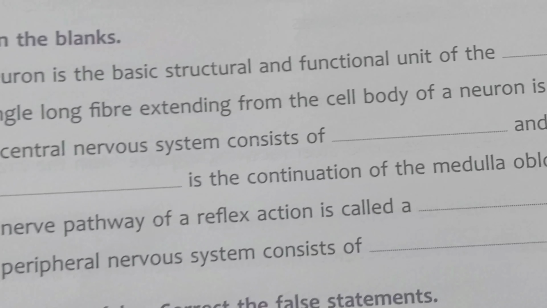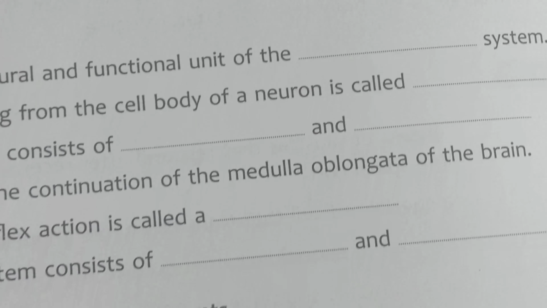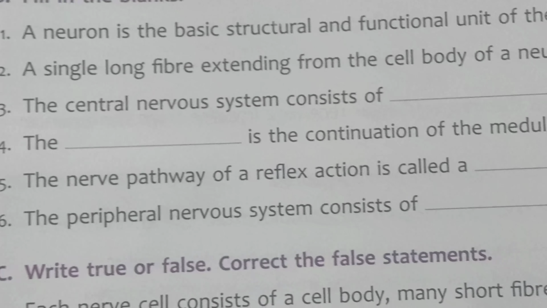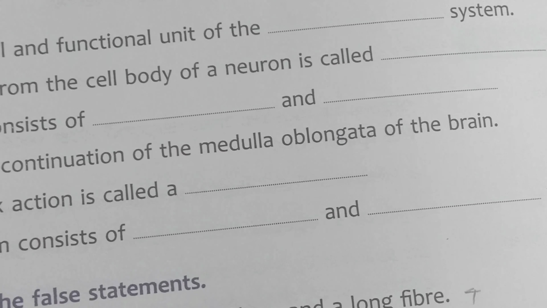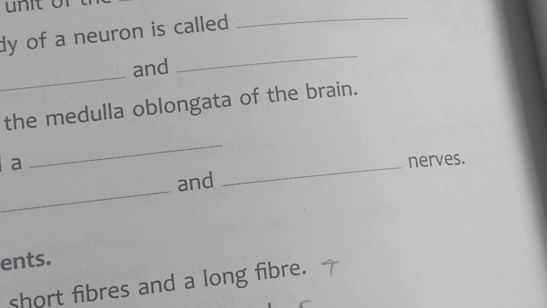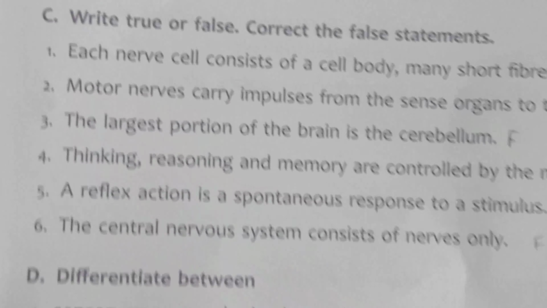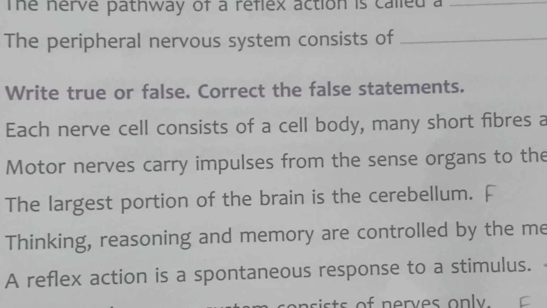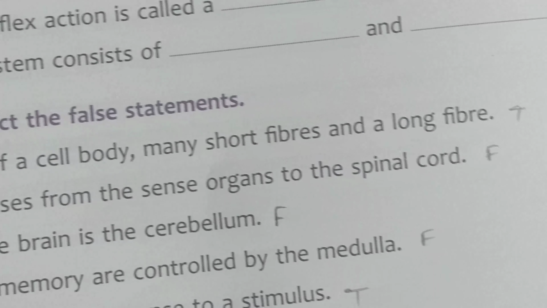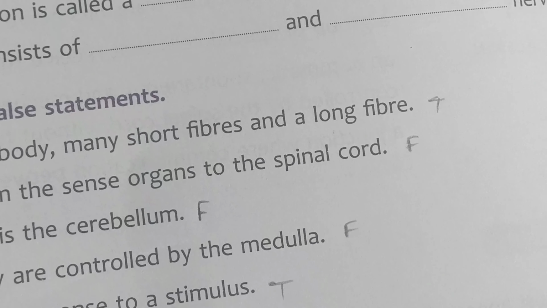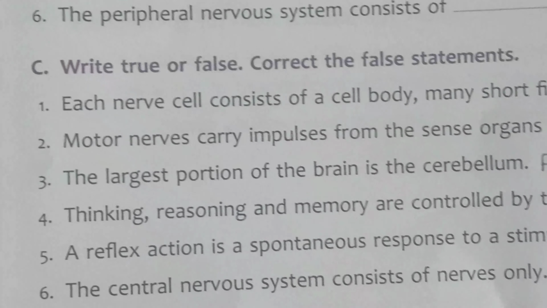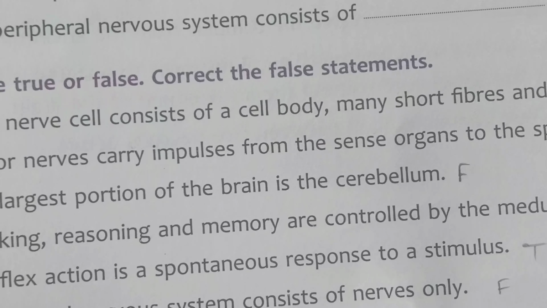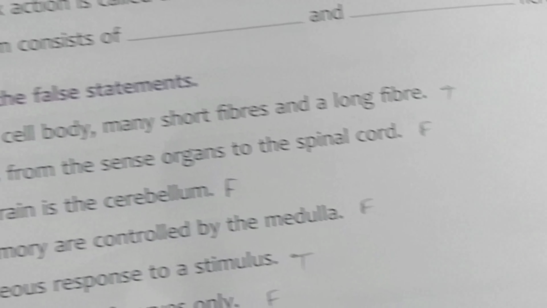The nerve pathway of reflex action is called reflex arc. The peripheral nervous system consists of cranial nerves and spinal nerves. Next, true or false. Each nerve cell consists of a cell body, many short fibers and a long fiber. That is true.